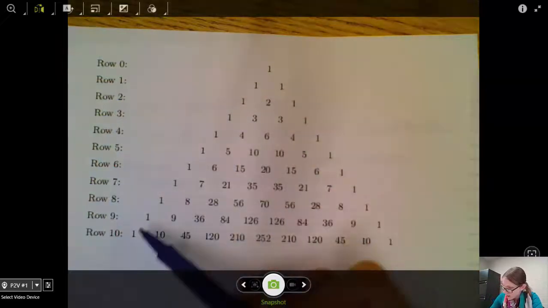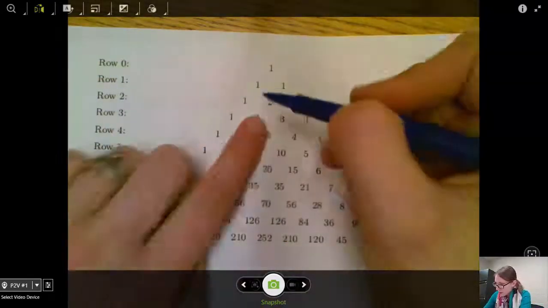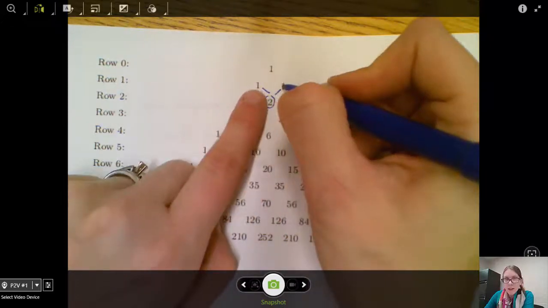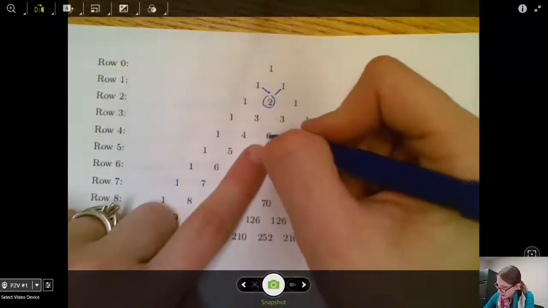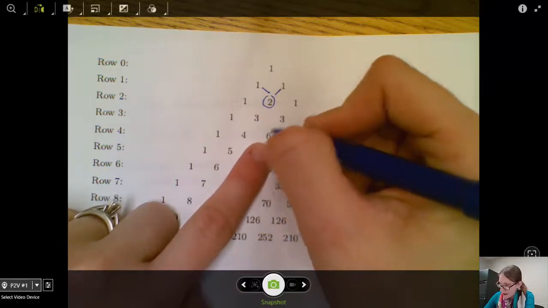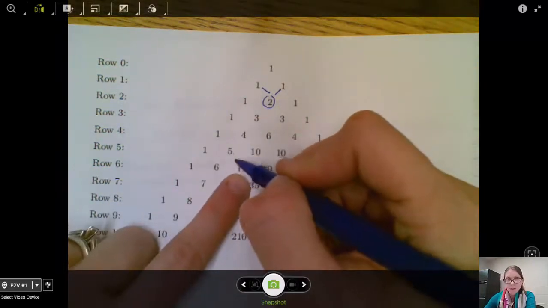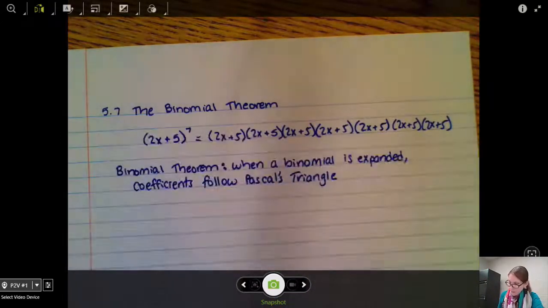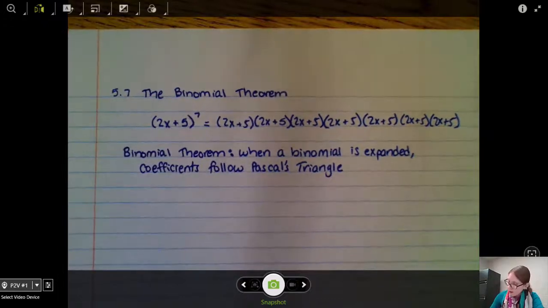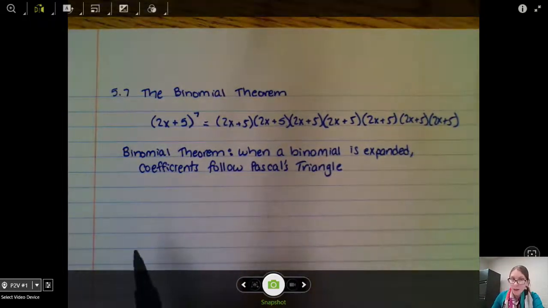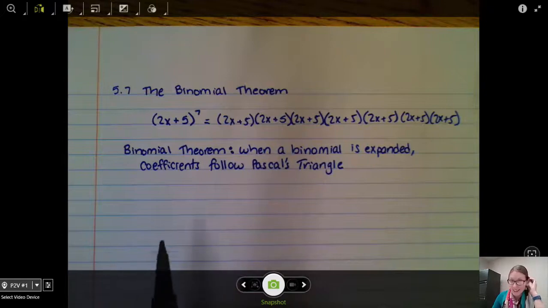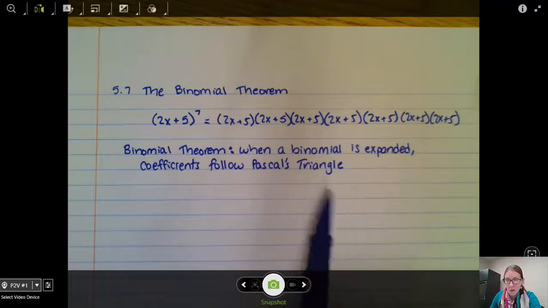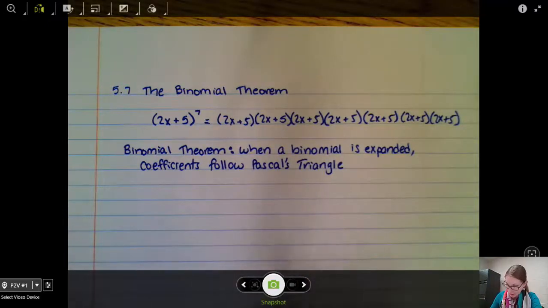Okay, ones down the diagonal, but then each number, so like this 2, comes from these two numbers added together. The 6 comes from the two numbers above it added together. The 15 comes from these two numbers above added together. Pascal's triangle and the binomial theorem make this situation a lot easier. Instead of having to do all of this FOILing, which looks pretty awful, we can follow Pascal's triangle. So let's do that here.